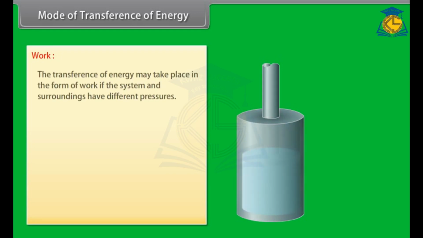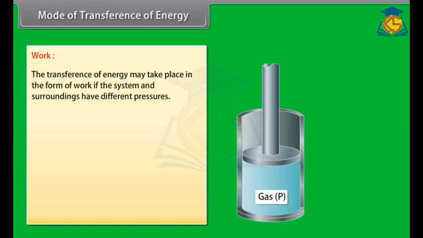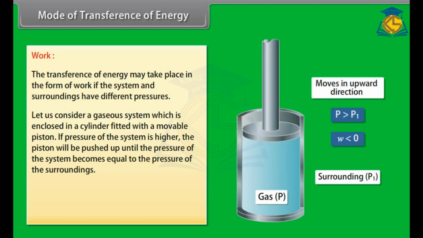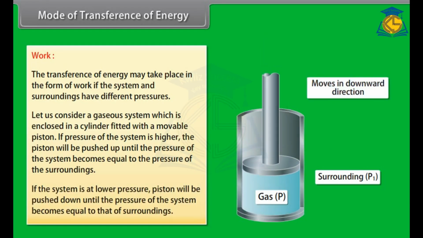Work. The transference of energy may take place in the form of work if the system and surroundings have different pressures. Let us consider a gaseous system which is enclosed in a cylinder fitted with a movable piston. If pressure of the system is higher, the piston will be pushed up until the pressure of the system becomes equal to the pressure of the surroundings. If the system is at lower pressure, piston will be pushed down until the pressure of the system becomes equal to that of surroundings. Internal energy.